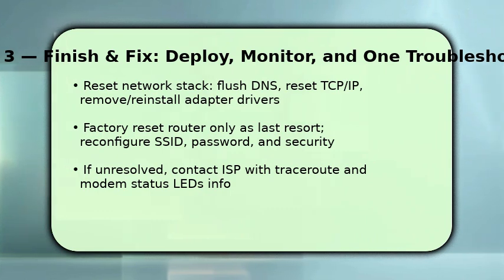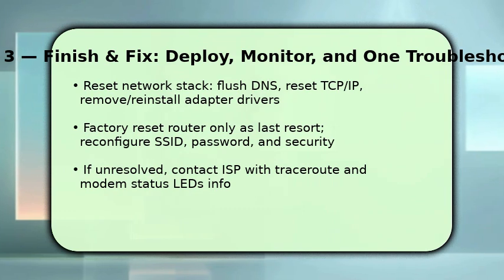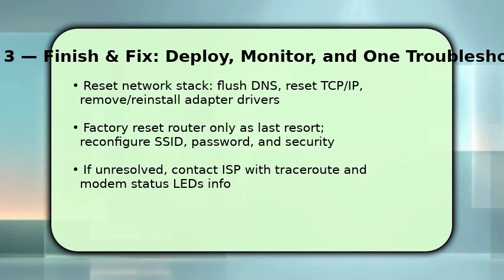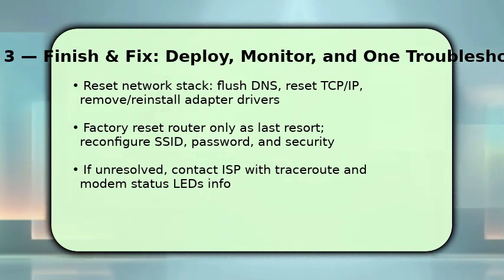If problems persist and affect all devices, factory reset the router as a last resort, then reconfigure SSID and security settings. If that still fails, contact your ISP, give them the traceroute and modem LED status, because they can confirm upstream outages or provisioning faults.